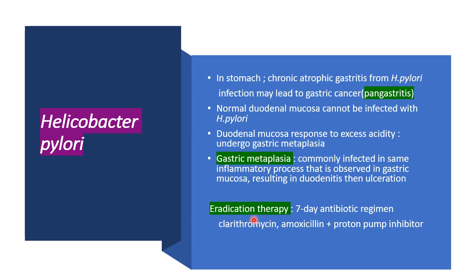The eradication of H. pylori is by means of a regime of clarithromycin, amoxicillin, and a proton pump inhibitor such as omeprazole. Normally it is given for 10 to 14 days, not 7 days. Last time we used 7 days, but now we give it for 14 days. The eradication rate can go up to 90%.